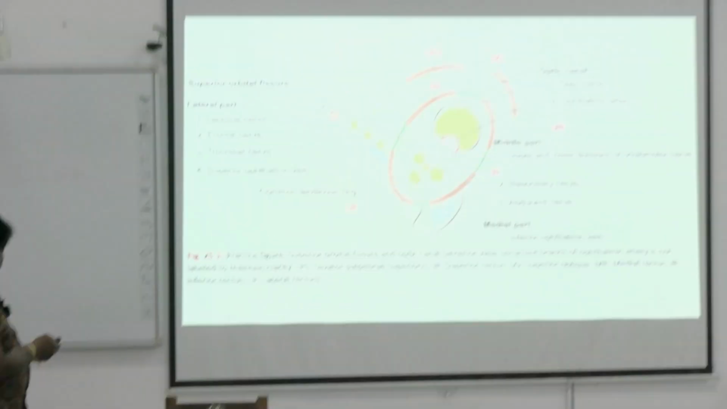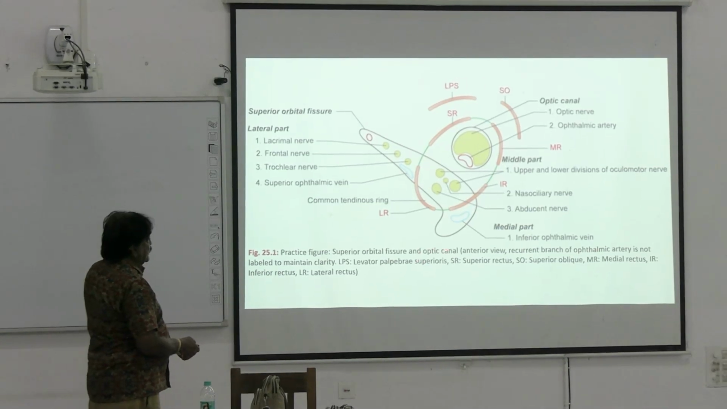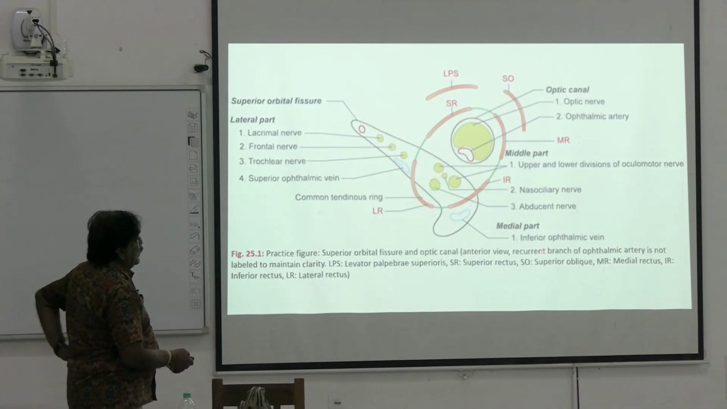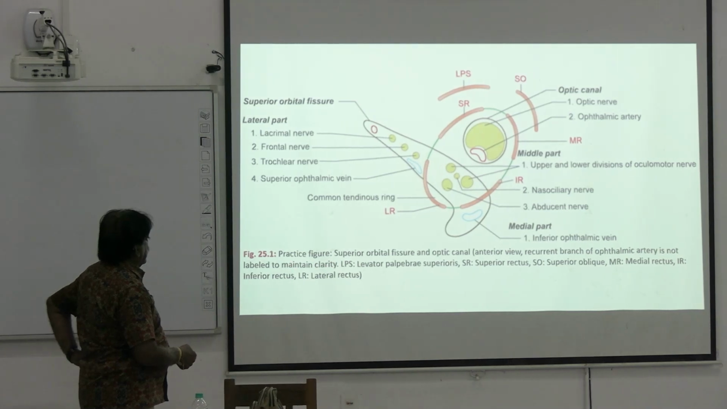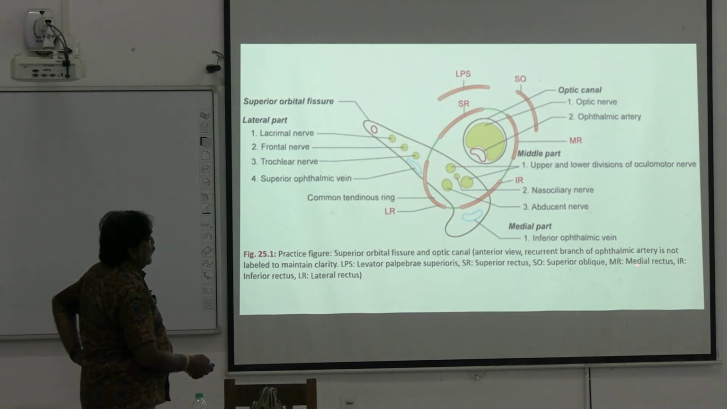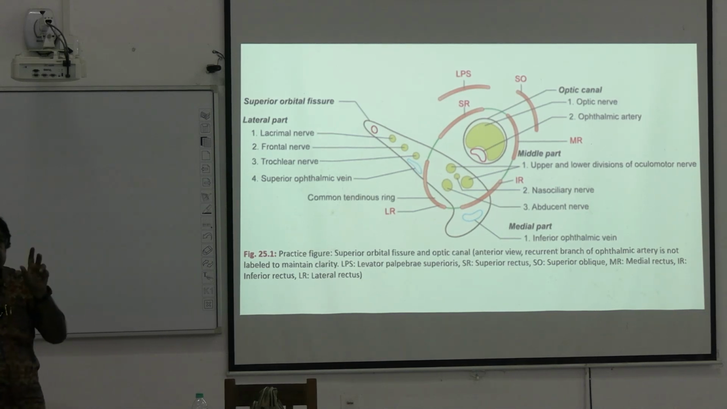Now, this is the superior orbital fissure and the optic canal, anterior view. The recurrent branch of the ophthalmic artery is not labeled in the main diagram. Now, Levator Palpebrae Superioris, superior rectus, superior oblique, medial rectus, inferior rectus and lateral rectus. These are the muscles of the eyeball.